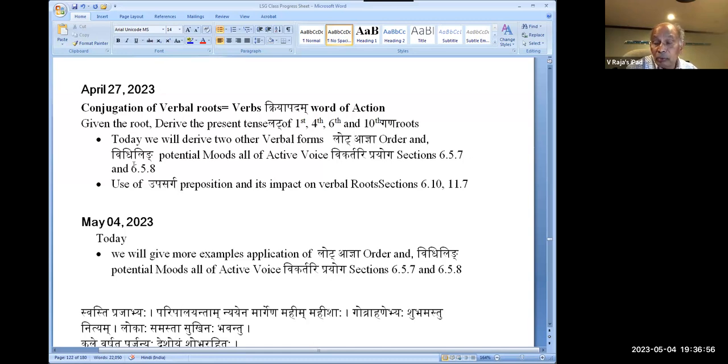Things like gam is to go. If we add in front of that a, long a, agam, to come. Char is to move. Chara is somebody who moves. If you put anu in front, anuchara, the one who follows. That's why in our language you say anucharudu, somebody who follows the leader or whatever it is.